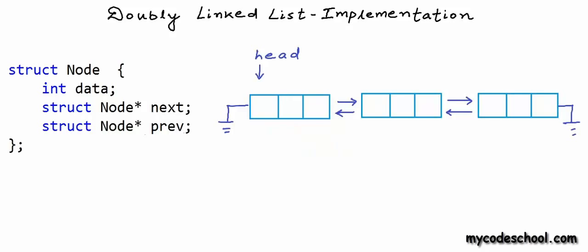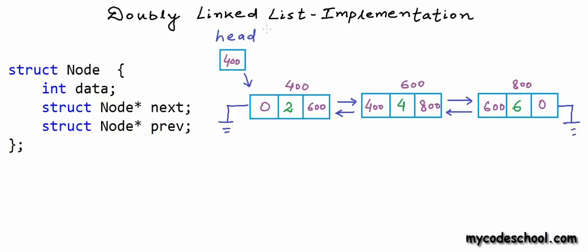In the logical representation, I'll fill in some data in each node. Let's say these nodes are at addresses 400, 600, and 800 respectively. I'll also fill in next and previous fields, and we must also have a pointer variable pointing to the head node. Quite often we name this pointer variable head.